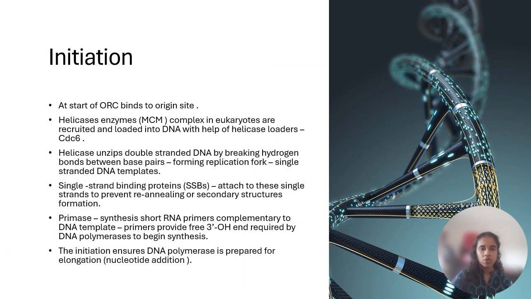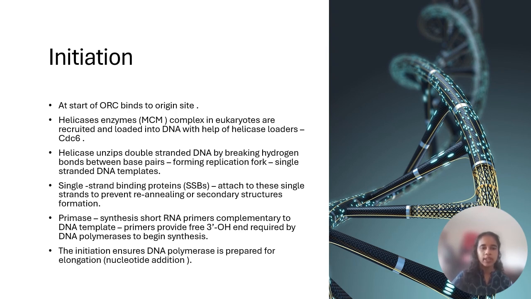Origin of replication: replication starts at designated sites known as origin of replication, or ORI. These are recognized by initiator proteins. In prokaryotes, this is the DnaA protein. In eukaryotes, the origin recognition complex will bind and mark the replication origin.